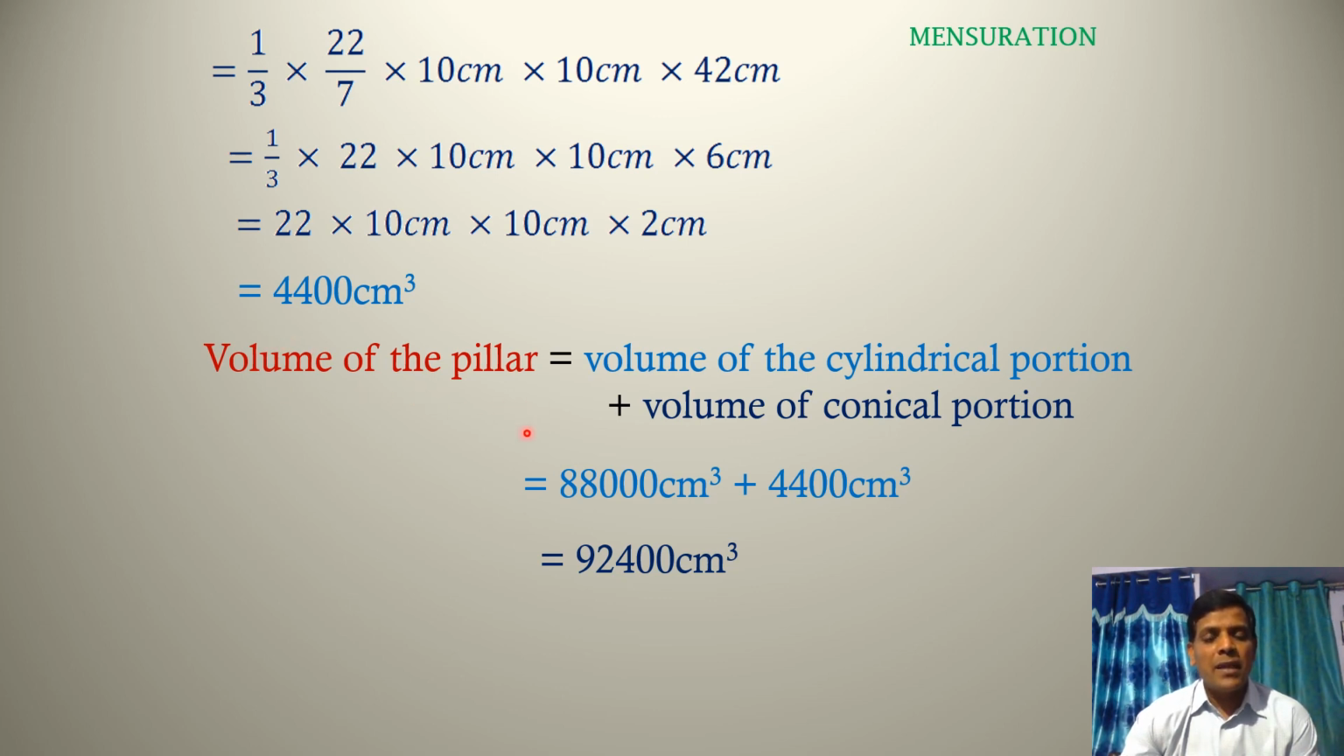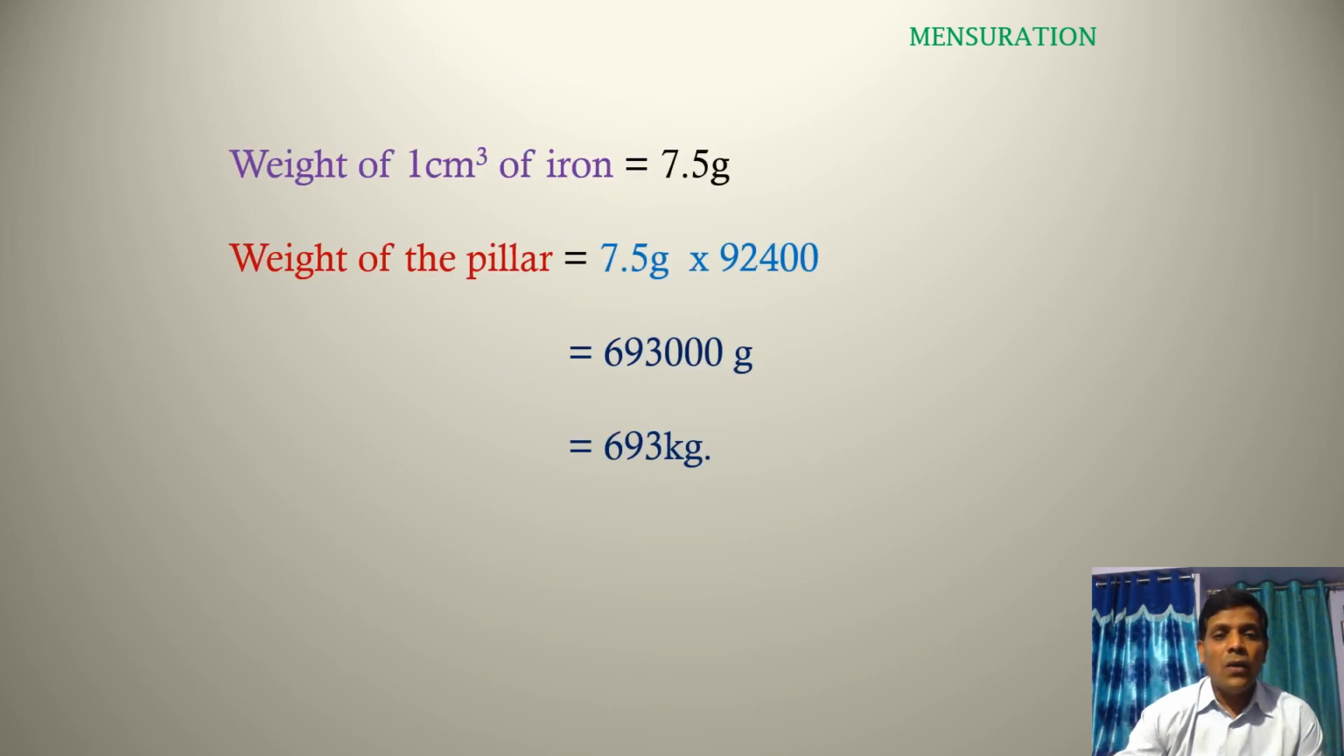Based on the question, the weight of iron for 1 centimeter cube equals 7.5 grams. Find the weight of the pillar also. Next step. Weight of 1 centimeter cube: here 1 centimeter cube represents volume, because centimeter cube means the volume. Weight of 1 centimeter cube of iron is equal to 7.5 grams. Find the weight of the pillar.